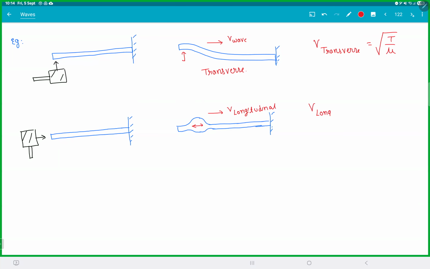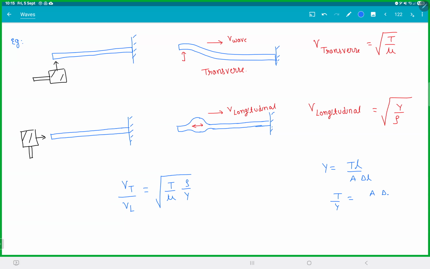So whenever there's an earthquake, you actually get hit by two different waves. So we will see the speed, which comes first of all, which comes faster. So if you try to find the ratio of V transverse by V longitudinal, this is root over T by mu by rho by Young's modulus. We know Young's modulus is equal to tension times length by A into delta L. So T by Y is A delta L by L.